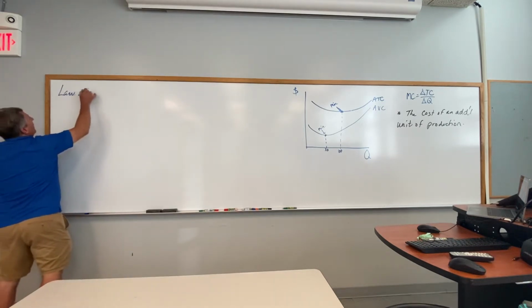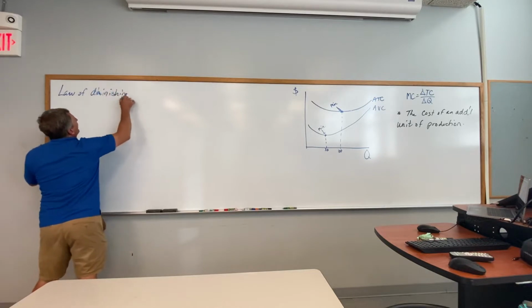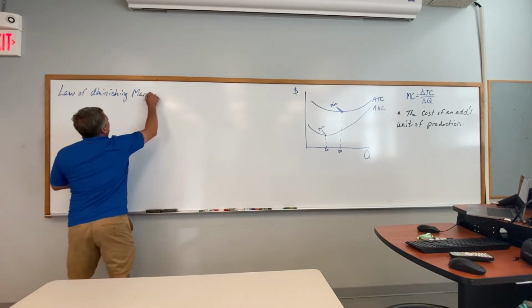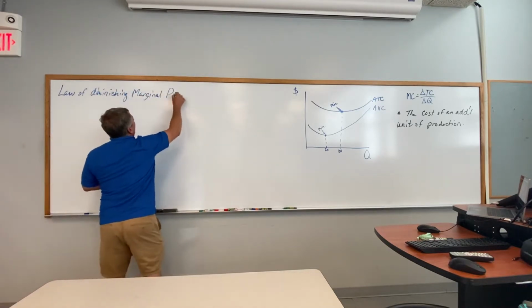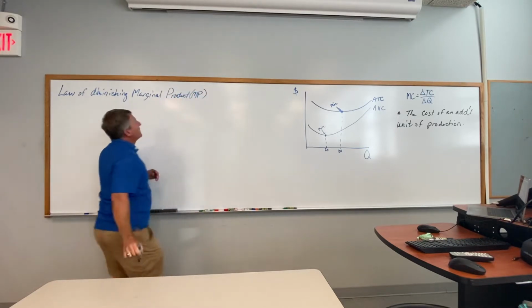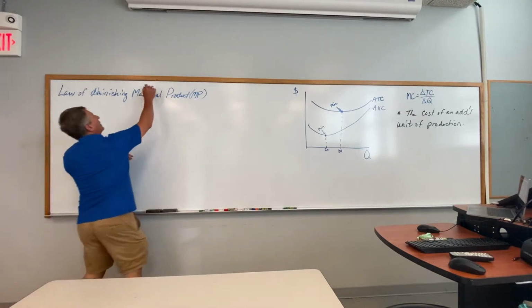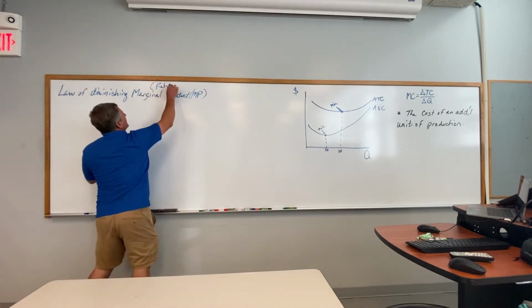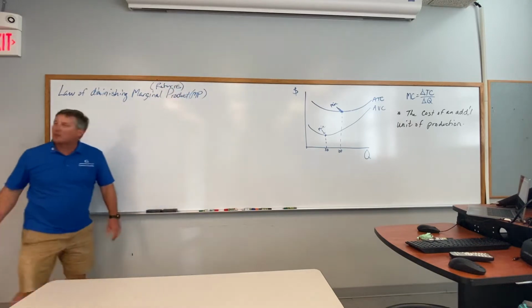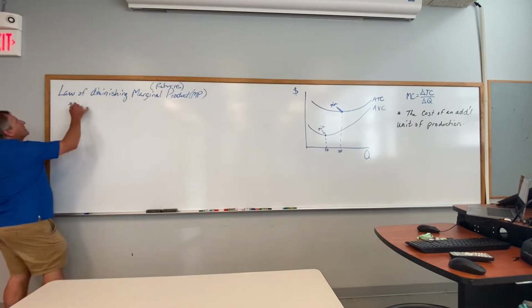The law of diminishing marginal product. So marginal product would be like MP, and we're talking about labor here. We also call this the law of diminishing returns, like the returns that I'm getting from extra RUSs. So you can kind of use those interchangeably. The law of diminishing marginal product. And it goes something like this.